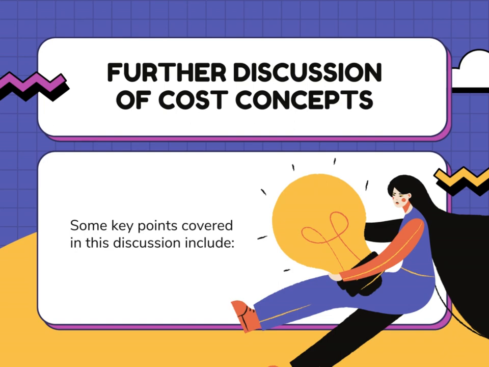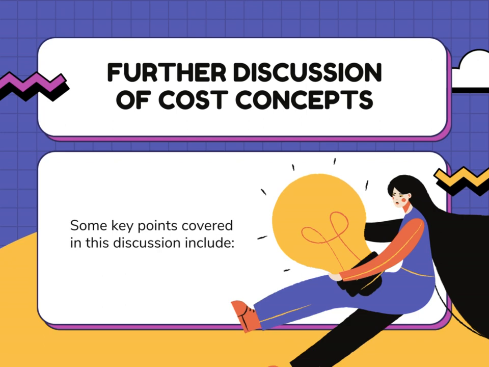Variable cost is cost that changes in direct proportion to changes in production. As production increases, variable cost increases, and vice versa. Raw materials and direct labor are common examples of variable costs.